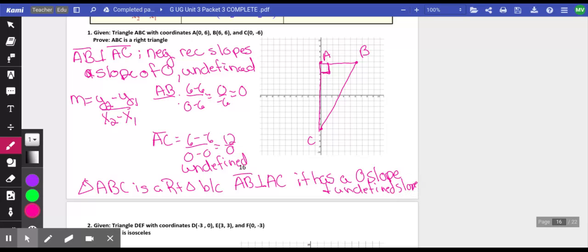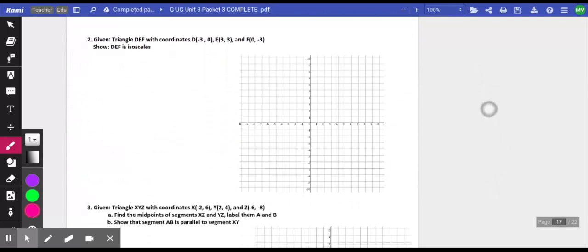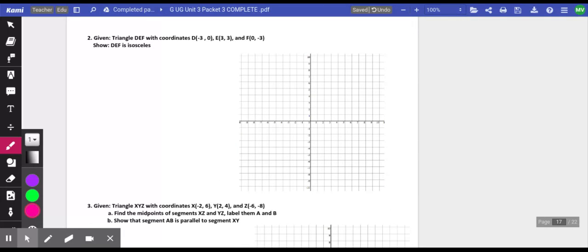Okay, now we're going to do number 2. Again, I want you to pause and plot the points. Okay, so I started by plotting my triangle. There's DEF. Now I want to show it's isosceles. If it's isosceles, that means two sides are equal. The two sides that look equal to me are DE and EF. So to show that this is isosceles, I'm going to show DE equals EF.